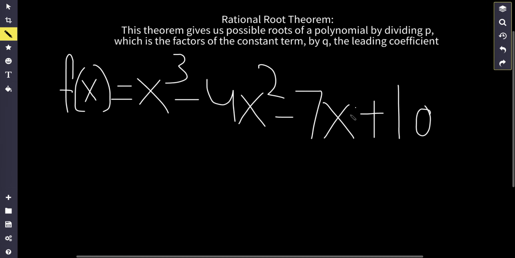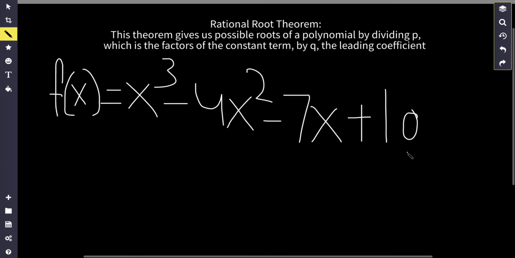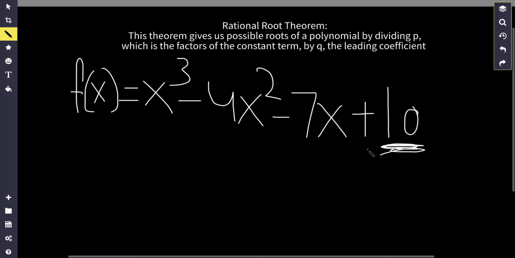So the rational root theorem is a theorem that helps us do this without a graphing calculator. What you basically do is you look at the constant term, so the term without an x, and you're going to list out the factors of the constant term. So what are the factors of 10? Some of y'all might be saying that's obvious, right? It's 1, 2, 5, and 10.